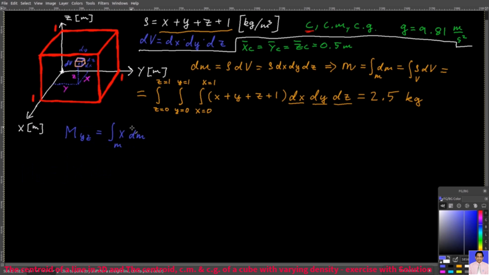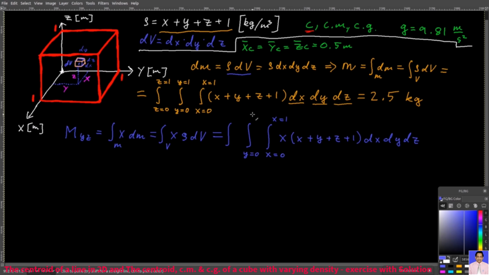Another way to represent this integral is like this. You still have your x here, but instead of dm, you will have this expression. So rho times dv. But of course, by the end of the day, you will end up with a triple integral where you will have x times, then this is your density, dx times dy times dz. Here you go from x equals 0 till x equals 1. Then here you will go from y equals 0 till y equals 1. And here you will go from z equals 0 till z equals 1 meter.